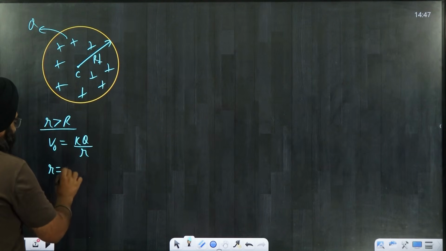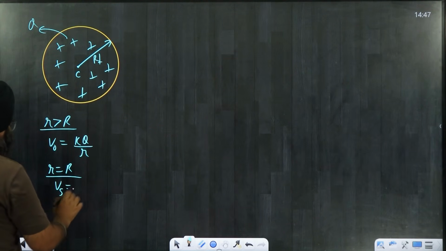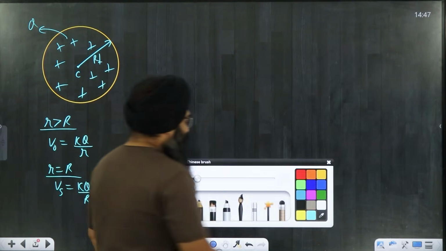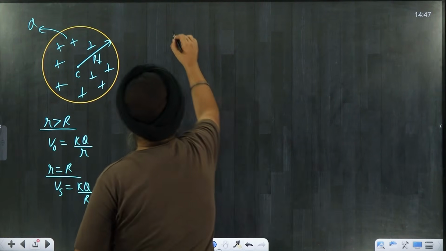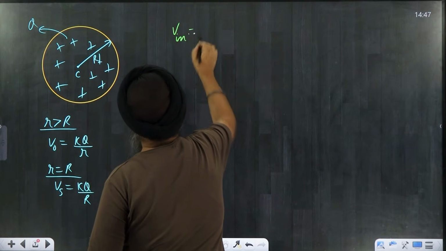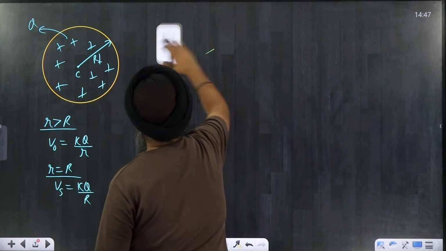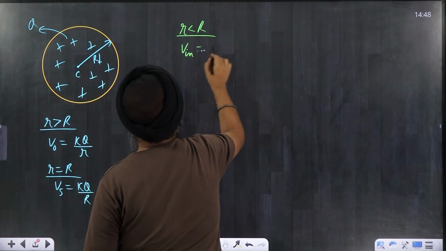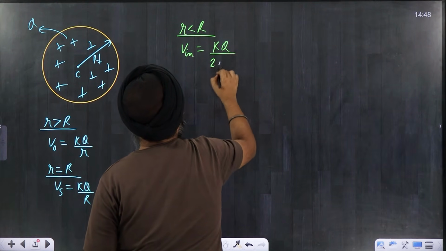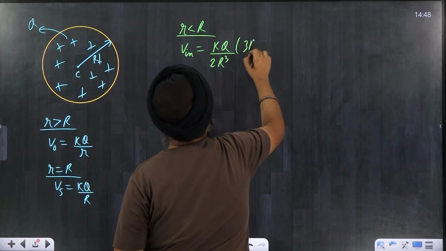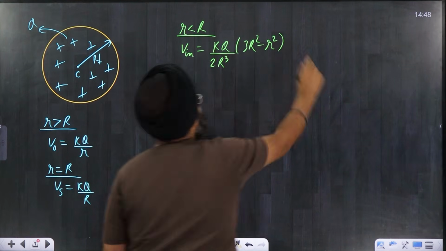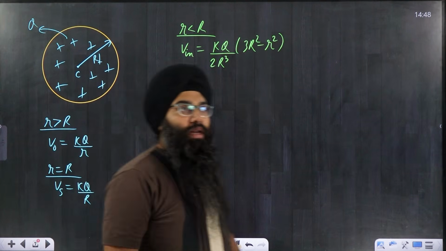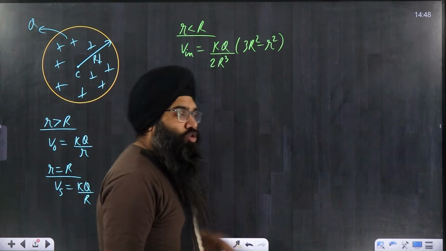For small r equal to capital R also there is no problem. The potential at the surface will be equal to KQ divided by capital R. But if you take any point on the inside, where small r is less than capital R, the potential will be given by KQ divided by 2 capital R cube, into 3 capital R square minus small r square. So please remember this result. The result is important: KQ divided by 2R cube into (3R square minus r square).